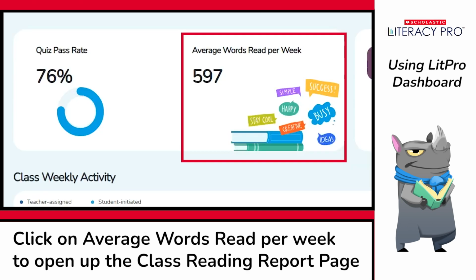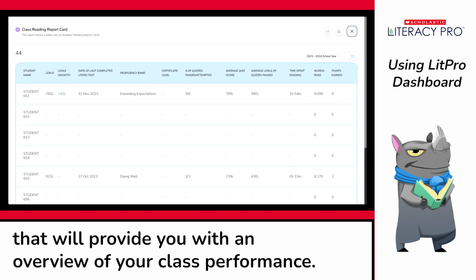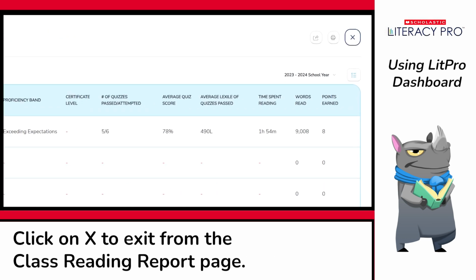Click on Average Words Read per Week to open up the Class Reading Report page that will provide you with an overview of your class performance. Click on X to exit from the Class Reading Report page.